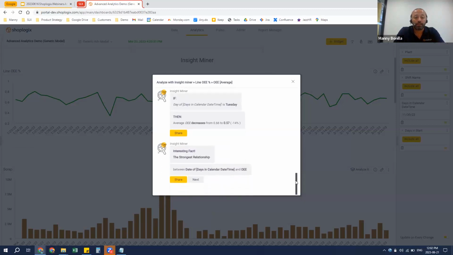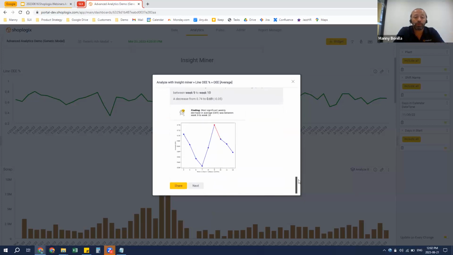Let's try maybe one more. Interesting fact: strongest relationship is between date and OEE. Not really interesting to me, actually. Sounds like probably exactly what we would expect based on the data set we showed. So obviously these algorithms are trying to find as much insight as possible. So maybe I would say that's not very interesting. And okay, let's go for one more.